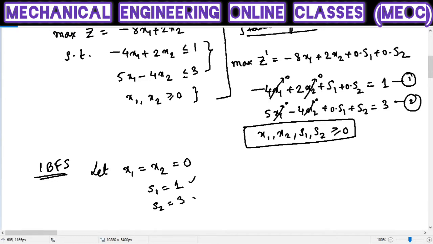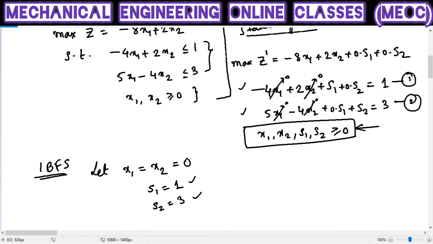So this 1 and 3 are satisfying these two conditions because they are the outcomes from the 1 and 2 equations only. And not just that, our x1, x2, s1, s2, all of them are satisfying this non-negativity restriction as well. So therefore this is an IBFS.